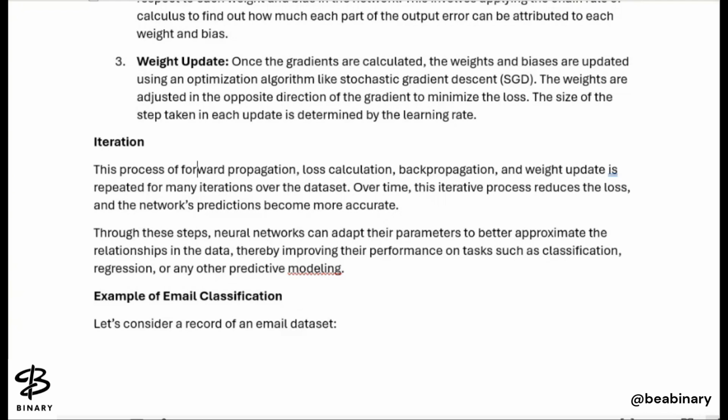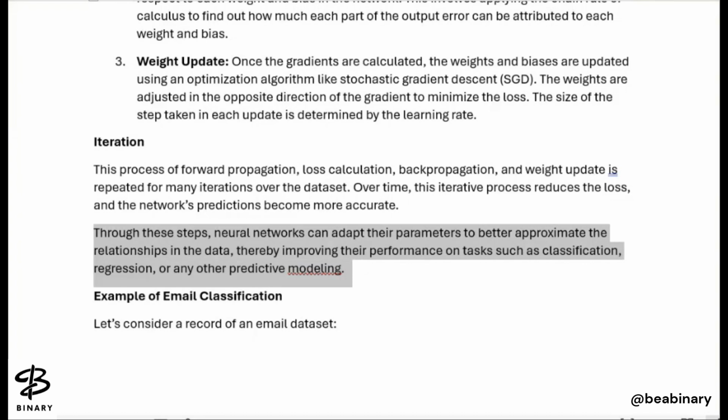Over time, the more accurately the network's predictions will be done. Through these steps, the neural networks can adapt their parameters to better approximate the relationships in the data, thereby improving their performance on tasks such as classification, regression, and other predictive modeling.